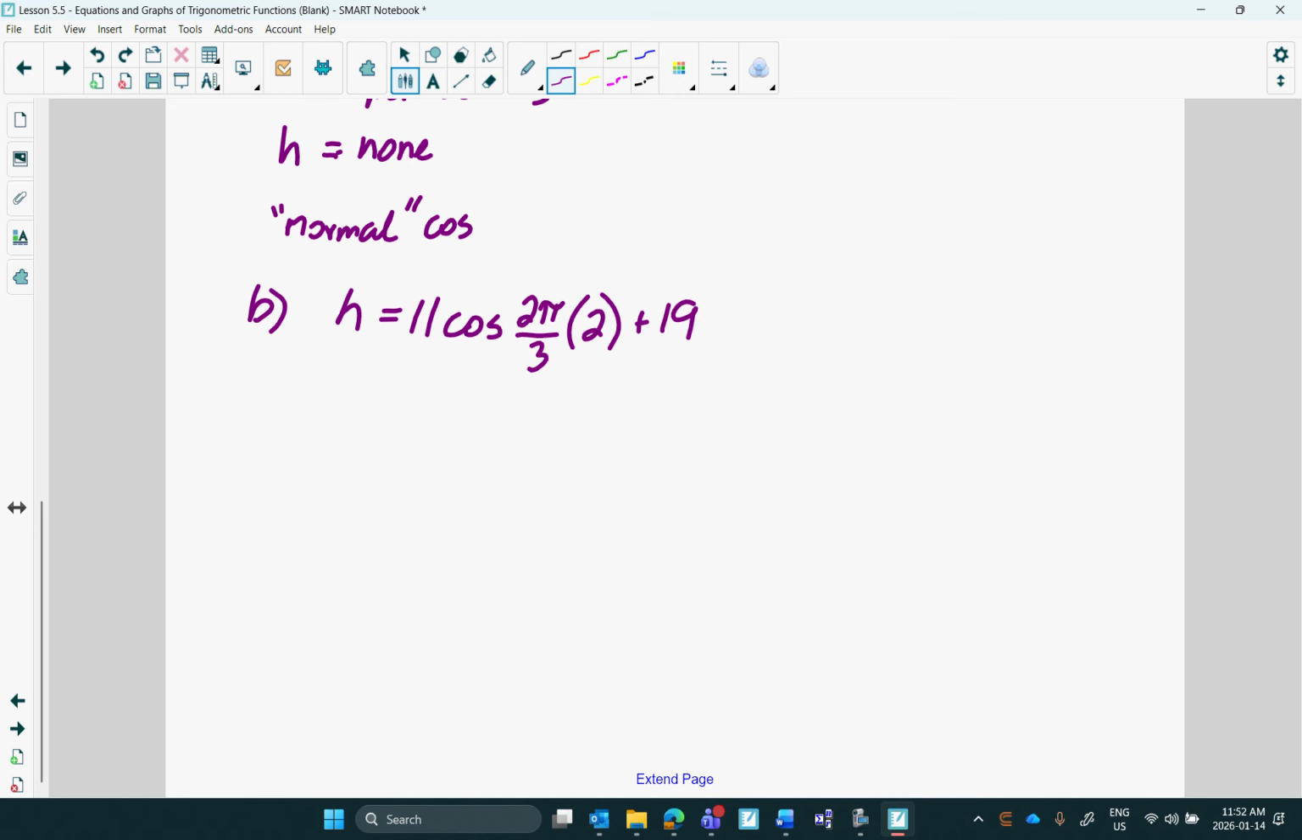First thing I need to do is multiply these 2. What is 2 pi over 3 times 2? Or 2 over 1? 4 pi over 3. The next thing to do is to take the cos of 4 pi over 3. You know how to do that exactly. What is the cos of 4 pi over 3 according to the unit circle? Negative 1/2.